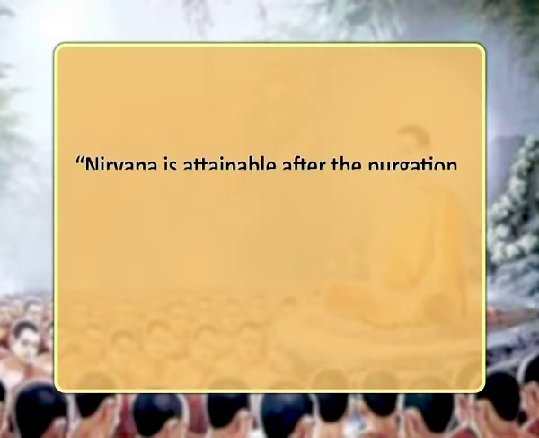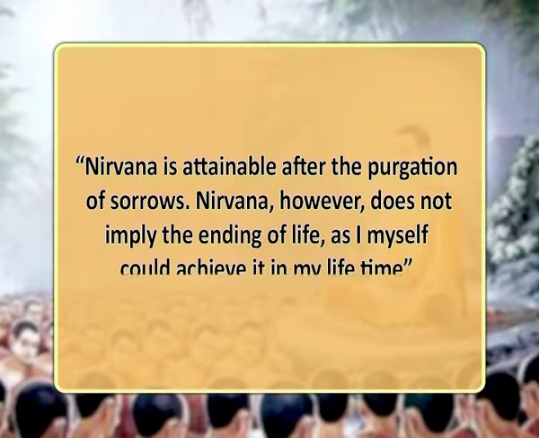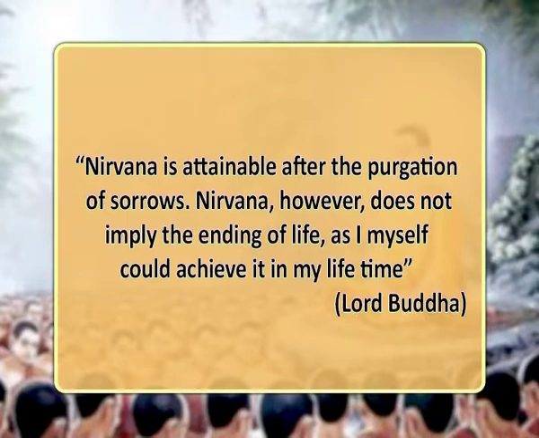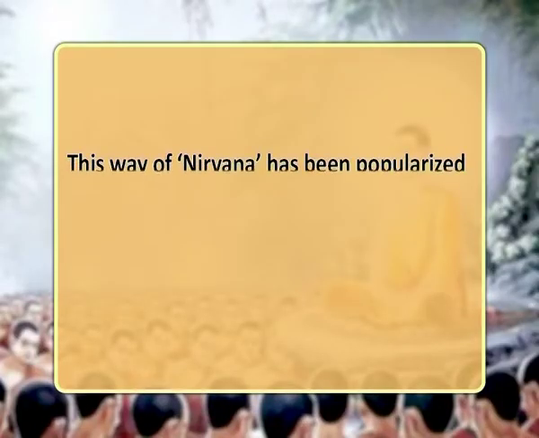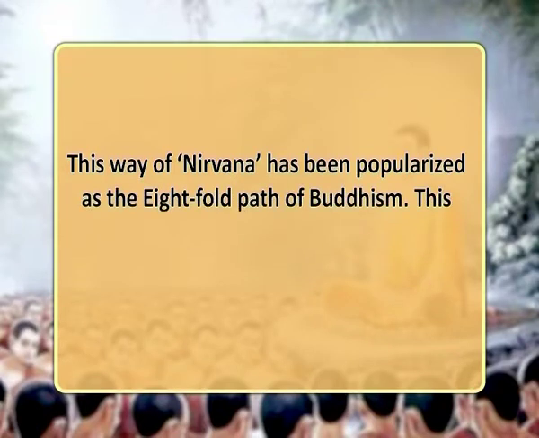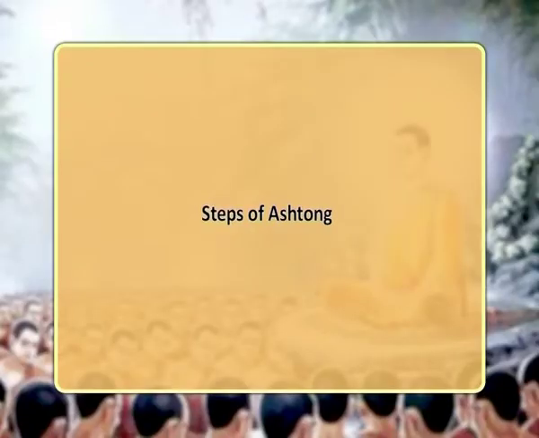Unquote. Now, he further said, Nirvana is attainable after the purgation of sorrows. Nirvana, however, does not imply the ending of life, as I myself could achieve it in my lifetime. Buddha has shown us a way of purging sorrow and it was called the way of Nirvana. This way of Nirvana has been popularized as the eightfold path of Buddhism. This is the path that leads to a good, pure, pious and noble life. Now, following are the 8 ways we should discuss. These are known as steps of Ashtanga that make the path of redemption easy and feasible for all humans.